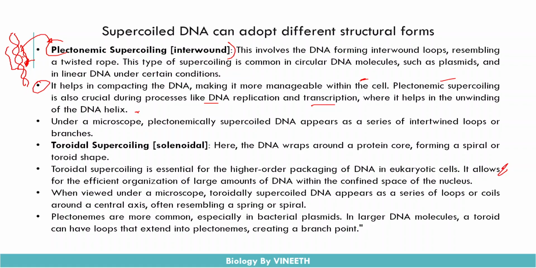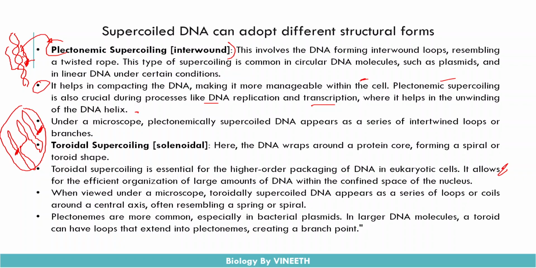How does this plectonemic supercoiling maintain the structure and topology of the DNA inside the bacterial cell? Whenever you look at plectonemically supercoiled DNA under the microscope, it appears as a series of intertwined loops or branches. So in this form, it appears as a series of branches or loops, intertwined loops.